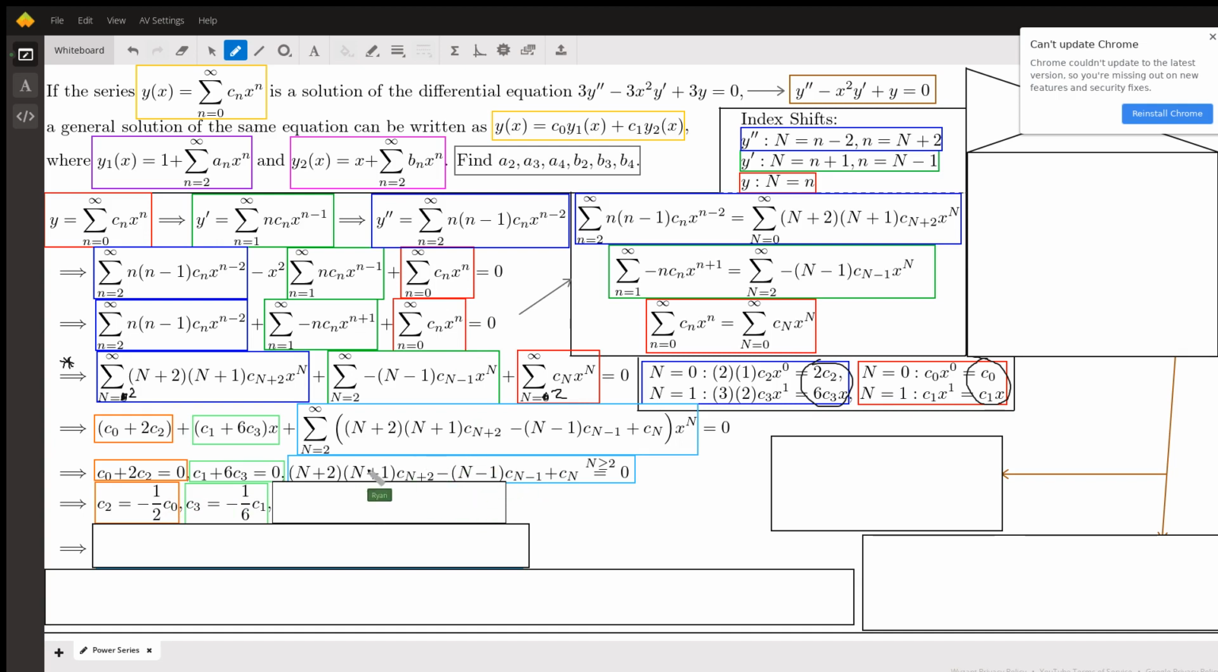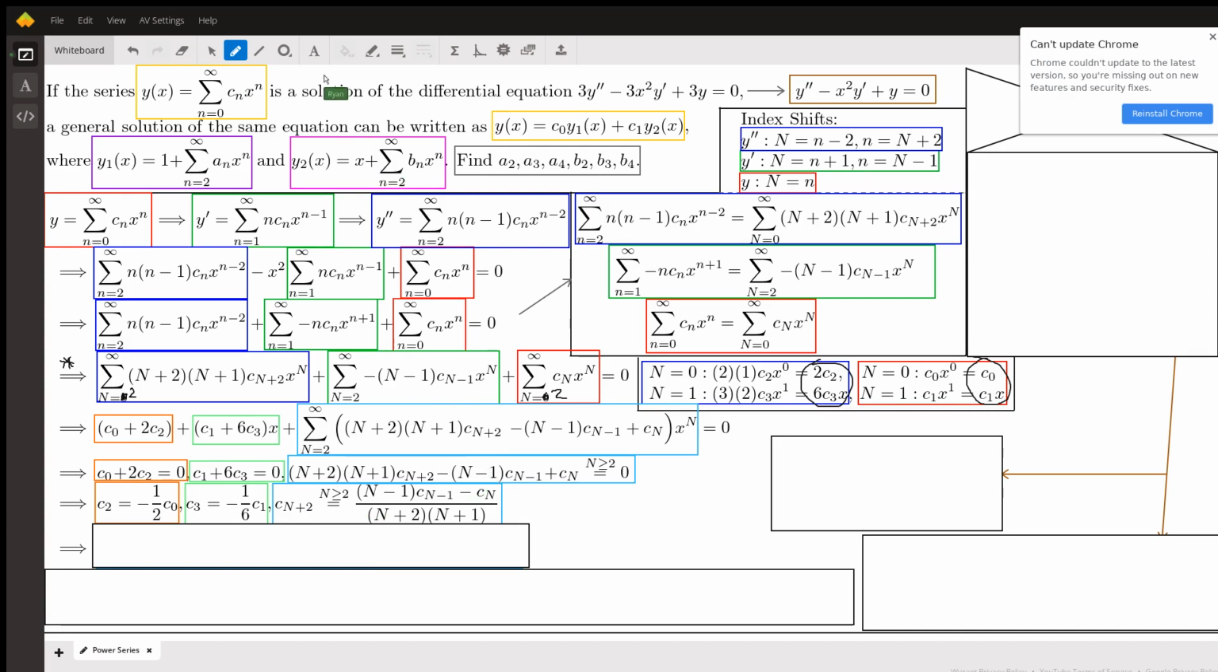And in this blue equation here, it's generally a good idea to solve for the c with the largest index. So of n minus 1, n, and n plus 2, n plus 2 is the biggest one. I'm going to add this over, subtract this over, and divide by n plus 2 times n plus 1. I'll do that all in one step. So cn plus 2 is this minus this divided by this. That's true for all values of n that are greater than or equal to 2.